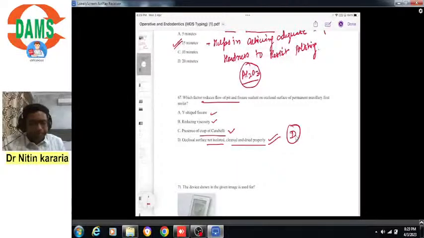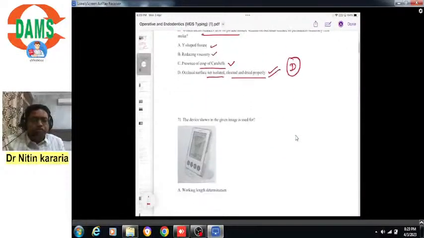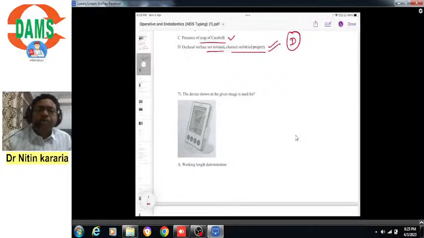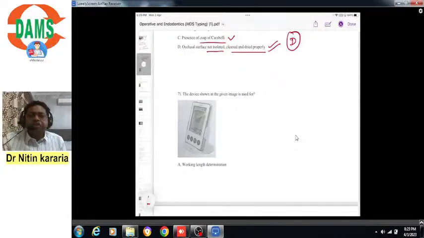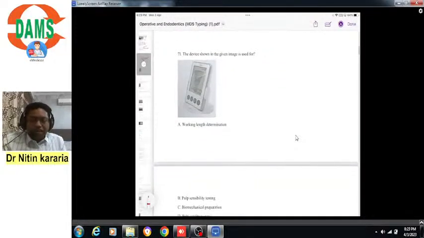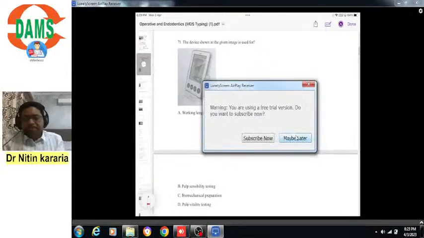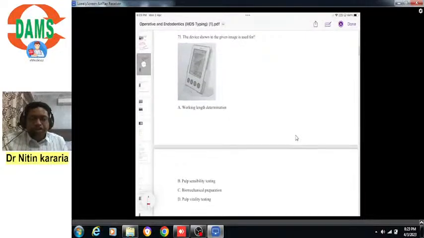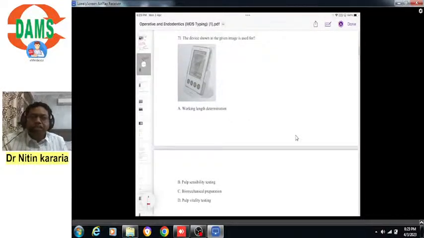Now let us move over to the next question. It is again an image based question, which are common these days in both your NEET examinations and your INICET examinations. The device shown in the given image is used for working length determination, pulp sensibility testing, biomechanical preparation, or pulp vitality testing.